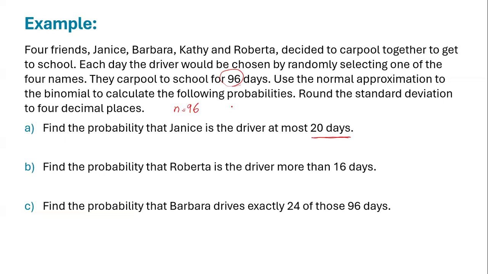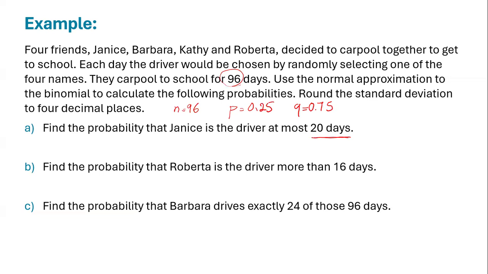What is p? What's the probability? The probability of selecting any of those friends to carpool, since there are 4 friends, the probability of choosing each of them is 1/4, which is 0.25. So if p is 0.25, q is 0.75, because q is always 1 minus p.